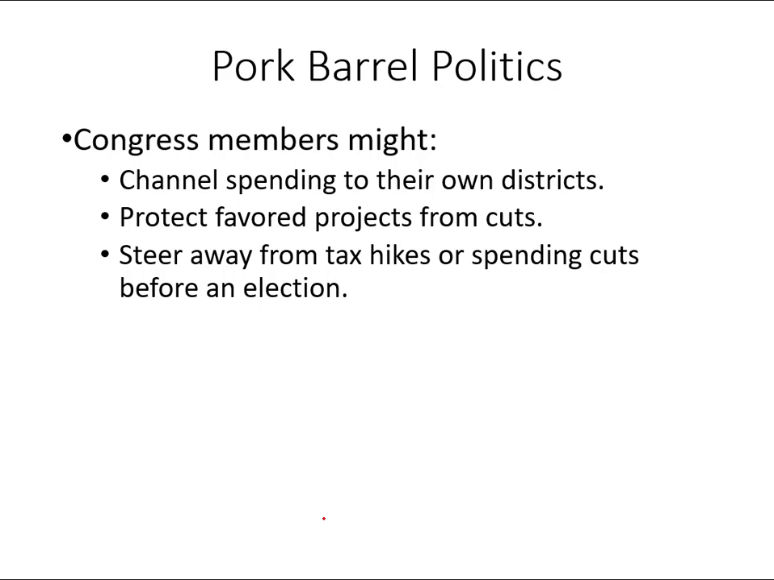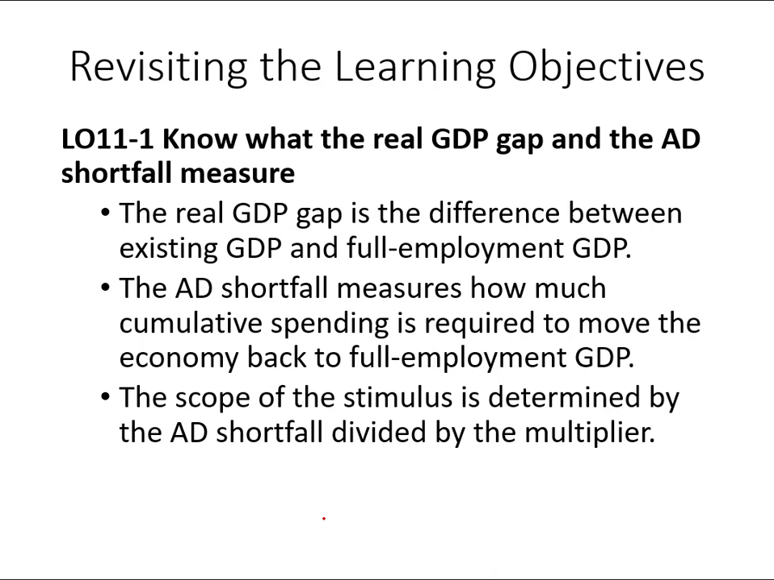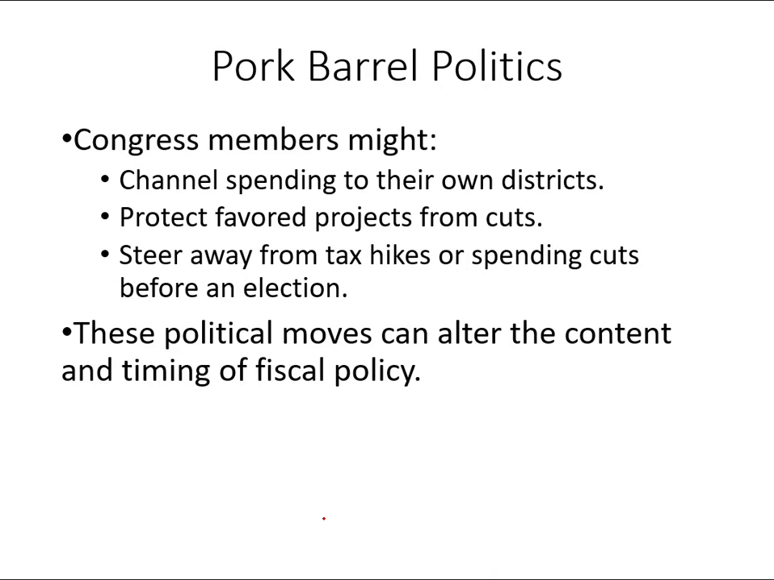No member of Congress wants spending cuts in their own district. If taxes are cut, members of Congress want their constituents to get the biggest tax savings. No one in Congress wants a tax hike or spending cut before the election. This kind of pork barrel politics can alter the content and the timing of fiscal policy. This is nothing you can change, and we can see this is created by conflicts of interest, etc. But this is the fact about fiscal policy.